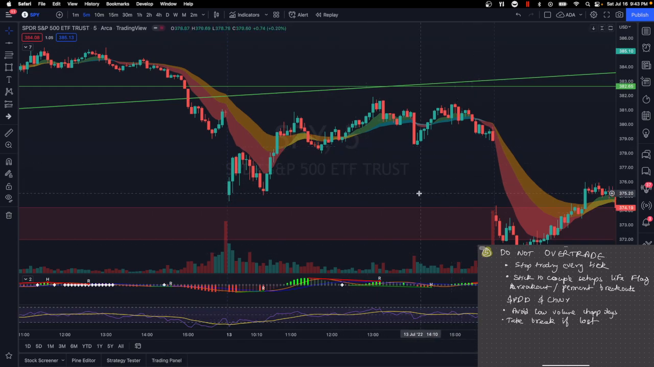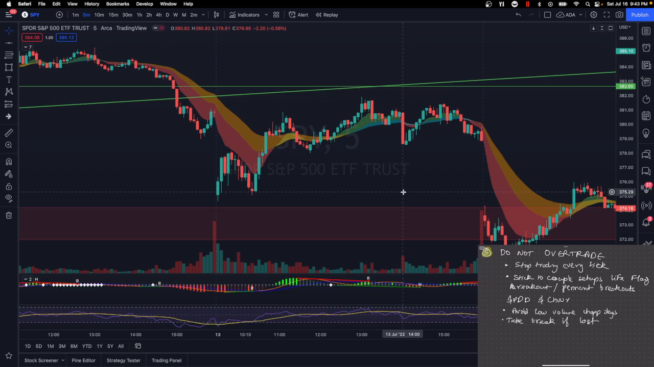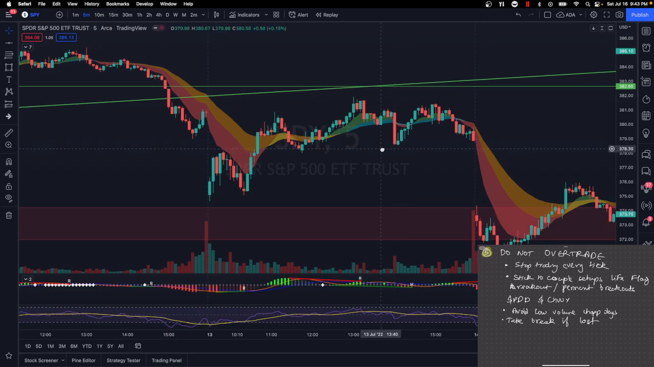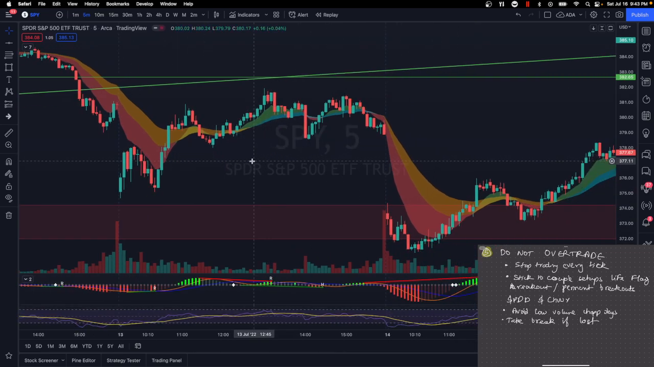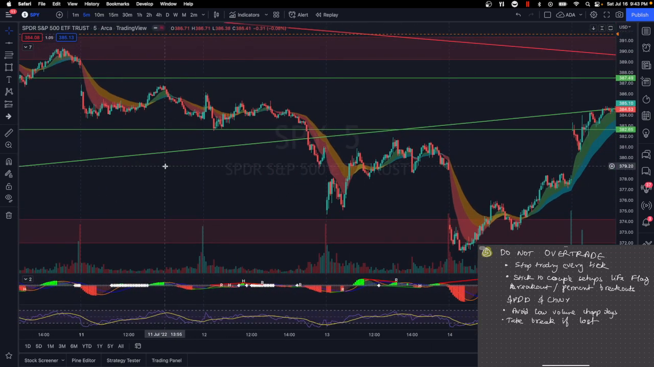So, avoid trading everything. Take a break if you lost. Let's say that you lost, take breaks. So oftentimes people have this, oh yeah, I lost on this trade, I'm gonna take another one, make it back immediately. Nope, your mindset needs to reset. Take breaks, avoid low volume days like this, and take clean setups. So you don't have to take every trade every day.